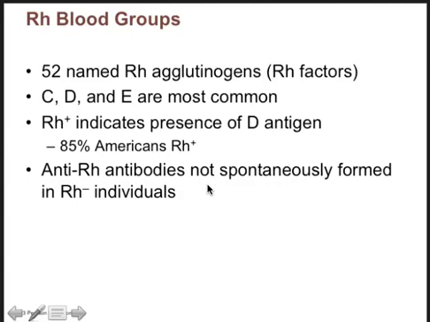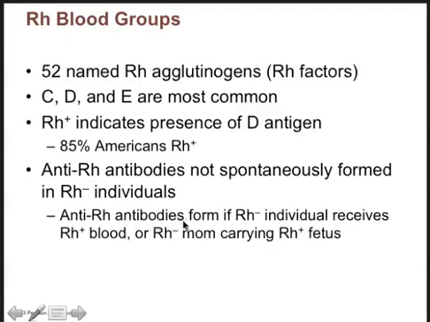Anti-Rh antibodies are not spontaneously formed in individuals who are Rh minus. Okay, so those individuals lack the D antigen on their red blood cells. Anti-Rh antibodies form if Rh negative individuals receive Rh positive blood, or an Rh negative mom carries an Rh positive fetus at the point of childbirth. So you have to be exposed to the Rh antigen if you're Rh negative in order to begin to generate antibodies against this antigen. Now, this has a consequence, okay?